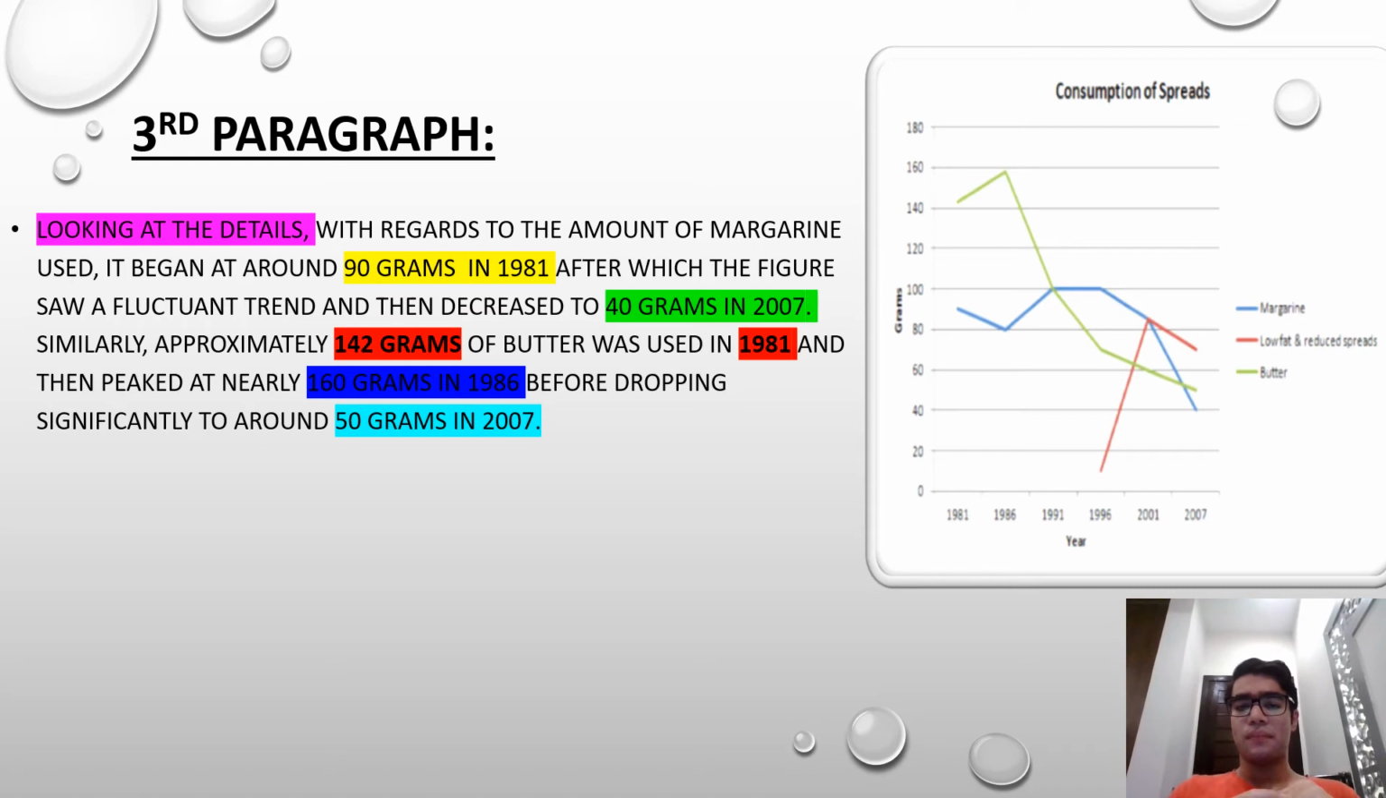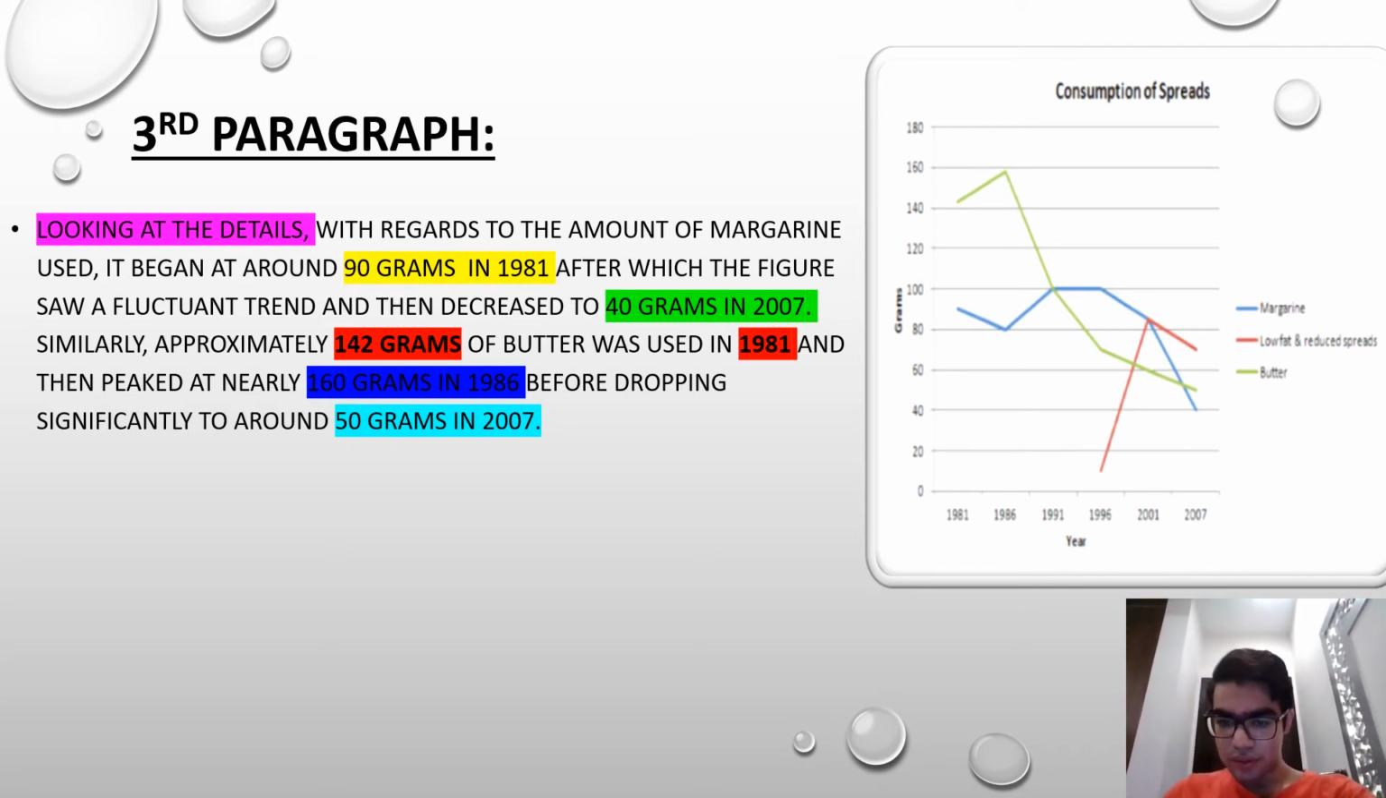And I told you that you need to write opposite trends in paragraph 3 and 4. So in the third paragraph I chose to write about the overall decreases. Okay, so you could start with something like this. Looking at the details with regards to the amount of margarine used, it began at around 90 grams in 1981. Note that I'm using the figures. You need to use the figures.